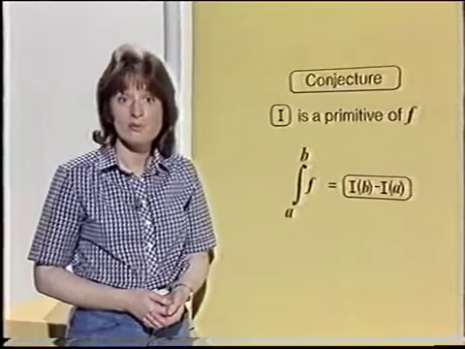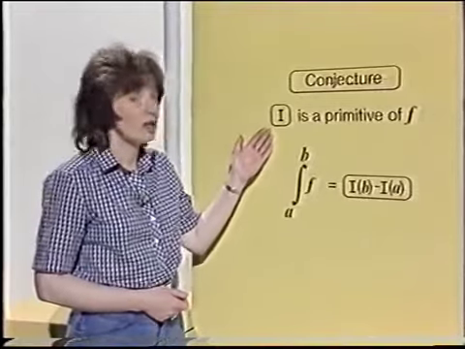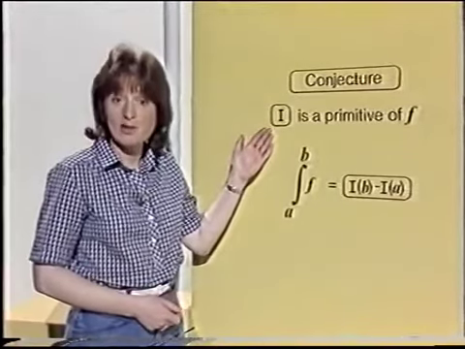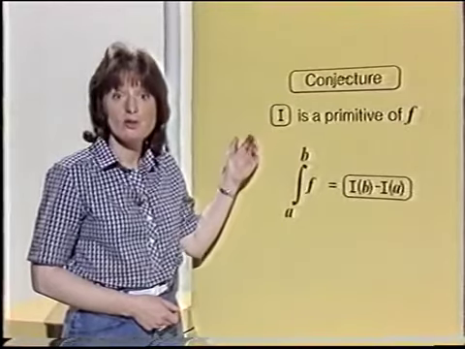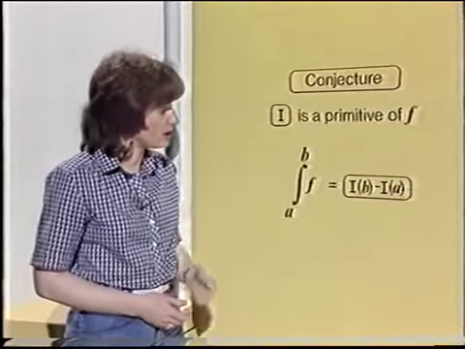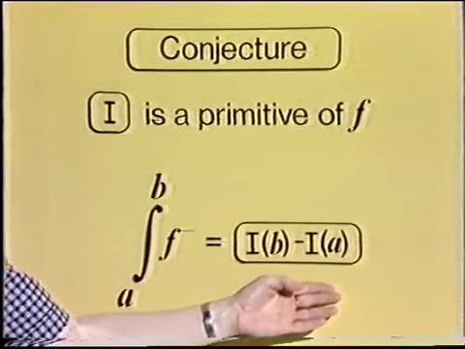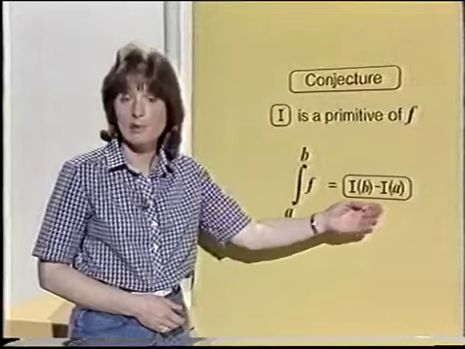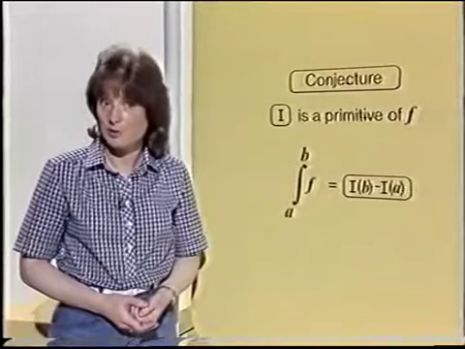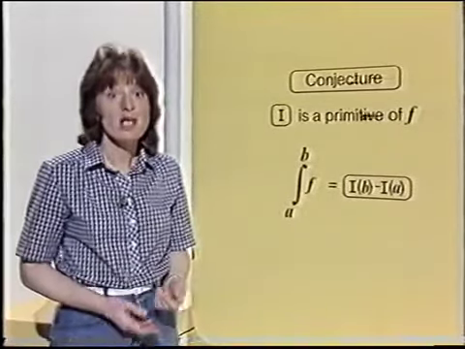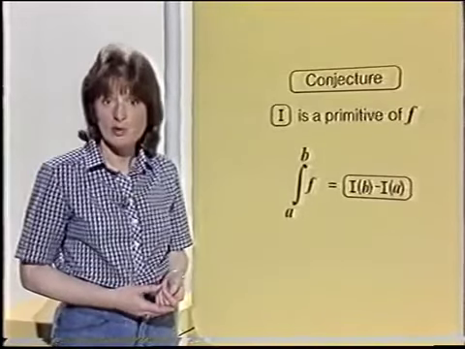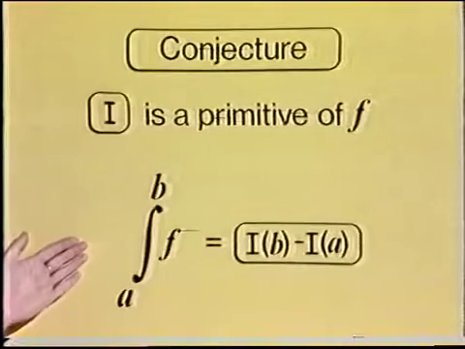So our integral from 0 function I is a primitive of f. And that's true for any function f. What's more, the integral of f from a to b is I of b minus I of a. But remember that a function has more than one primitive. Would this work for any primitive? In other words, if I replaced I with any primitive of f, would this still be true?